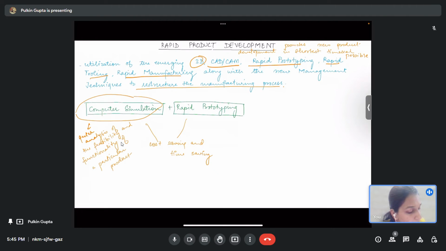And with rapid prototyping, it becomes really easy to manufacture a variety of components and designs. So you can make as complex designs as possible, and you can have them in different materials, or you can have them in functionally graded materials, etc.